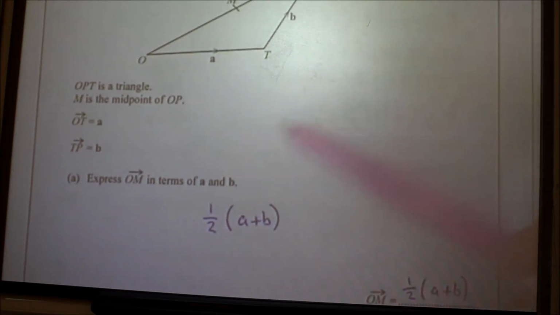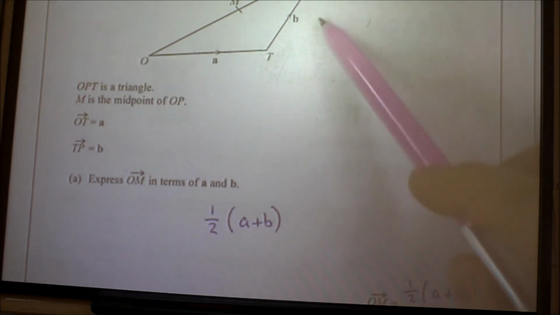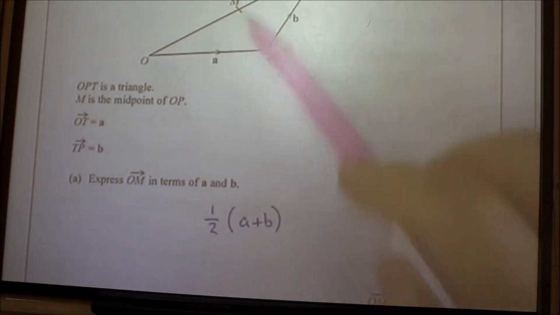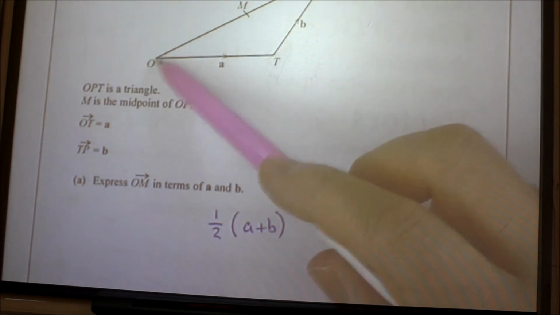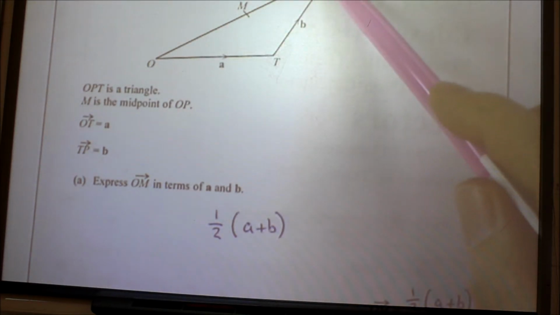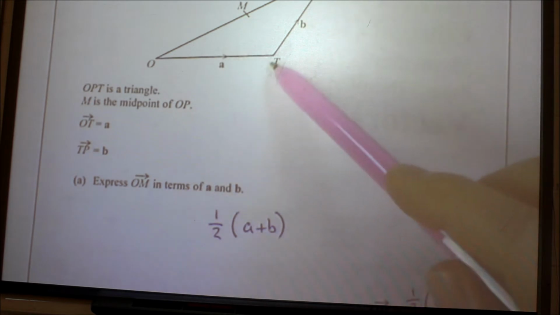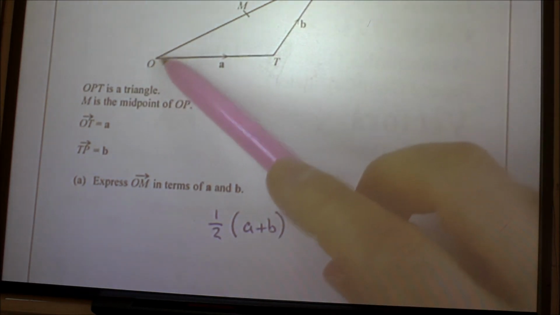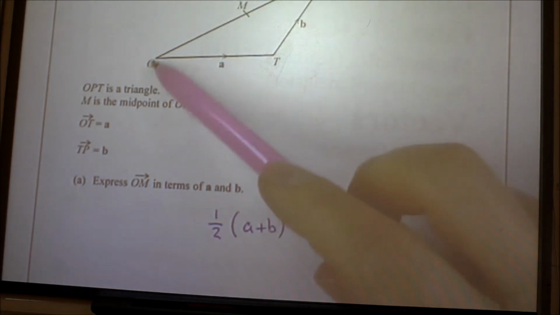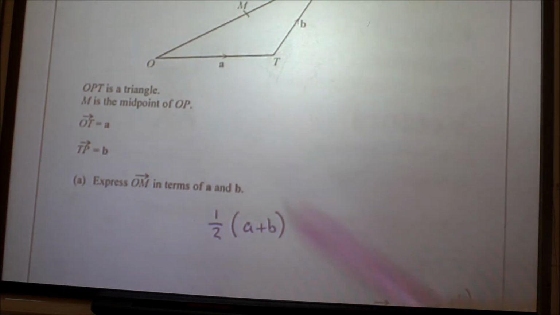Here, express OM in terms of A and B. Okay, OM is from there to there. If you do AB, so A add B, you would get from there to there, because you go along A and you go along B. If you want to go half of that length, so half of that journey, from O to P, you simply want a half A add B.